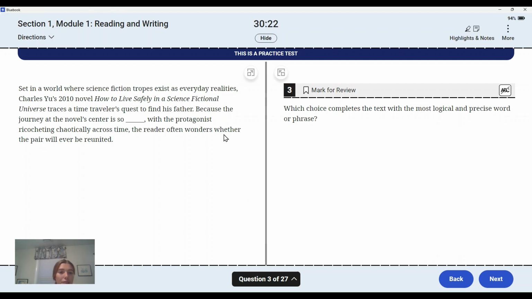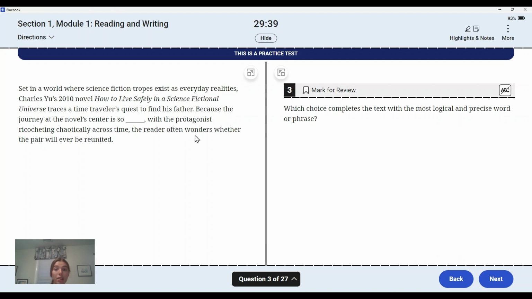So it gives you some ideas about the novel here. It says the journey at the novel center is so something. And then it goes later on to talk about the protagonist, who's going to probably be the main character. He's the main part of the novel, ricocheting chaotically across time. So he's going to be pretty chaotic in itself. The novel's center maybe goes up and down. It's fluctuating, and it's a little bit unpredictable, so to speak. So maybe you put that down as your fill in the blank there, as you'd say it's unpredictable. The journey at the novel center is so unpredictable.